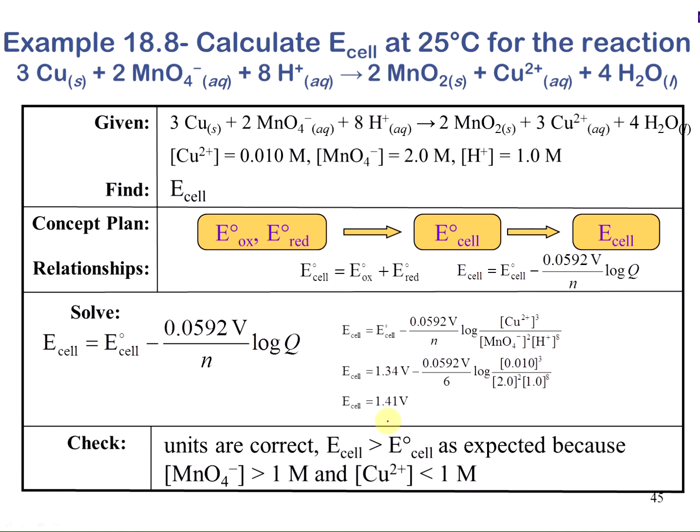So all the units are correct, and the cell potential is greater than the cell potential at standard conditions, and that's expected because the concentration of the MnO4 minus is greater than 1 molar, and the copper 2 plus concentration is less than 1 molar.